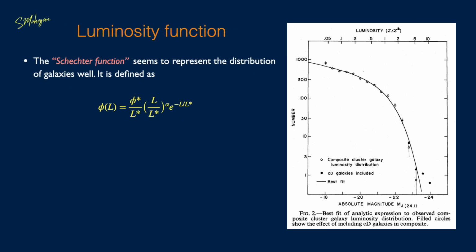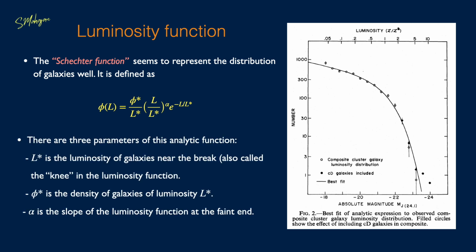The Schechter function seems to represent the distribution of galaxies well, given by this expression. There are three parameters of this analytic function. L star is the luminosity of galaxies near the break, also called the knee, in the luminosity function. Phi star is the density of galaxies of luminosity L star, and alpha is the slope of the luminosity function at the faint end. It is almost a cosmic mystery as to how this complex problem is so well defined by such an elegant and simple mathematical function.